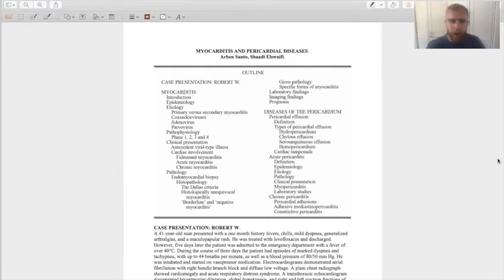So the arrhythmia causes your heart to stop beating, and the two most prominent causes for that arrhythmia, if they're not an inherited arrhythmic syndrome, are going to be myocarditis and hypertrophic cardiomyopathy.